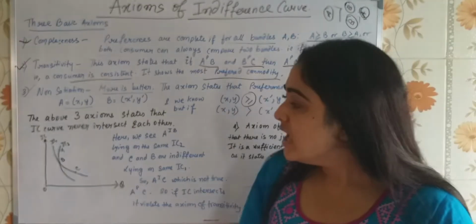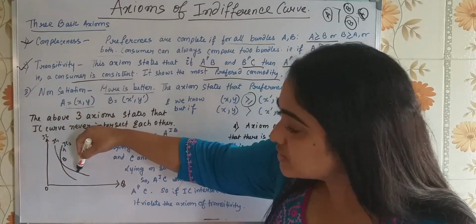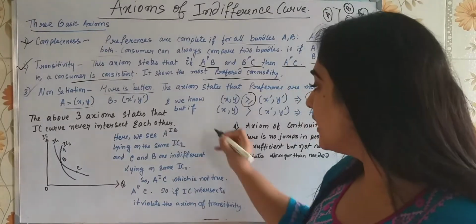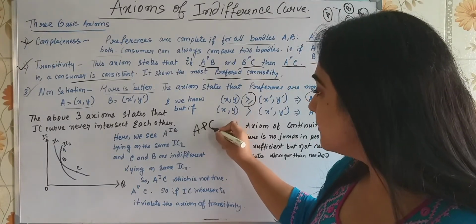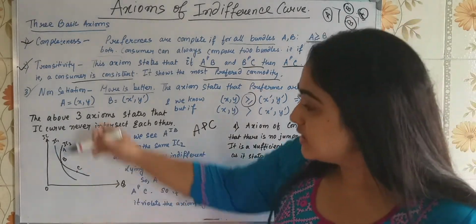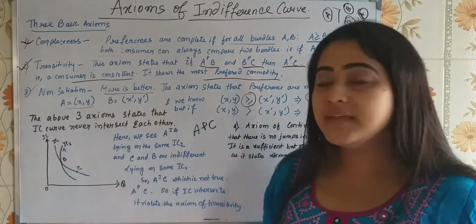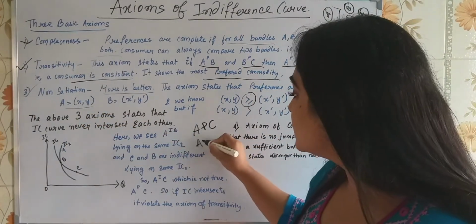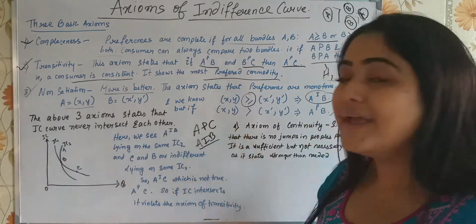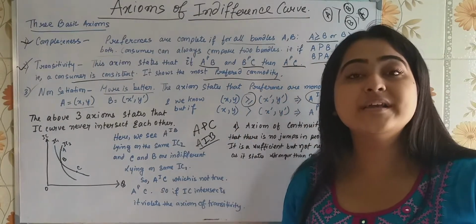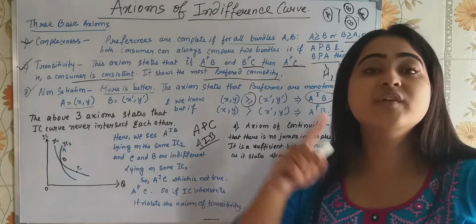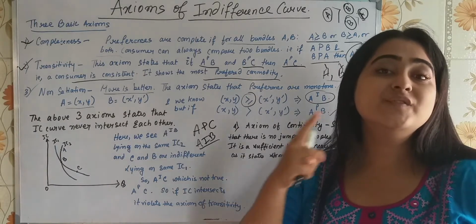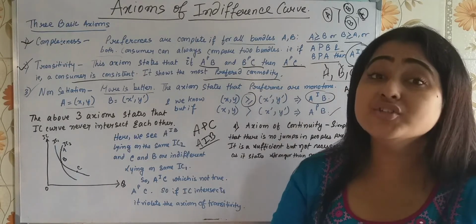So you can see that A is in a higher position than C. Definitely A will be preferred to C. This we know. Now if I compare these two points, A and B will be indifferent. A is indifferent to B. Why? Because they are on the same IC curve. The same IC curve gives equal level of satisfaction. Along an IC curve, the level of satisfaction will not change.